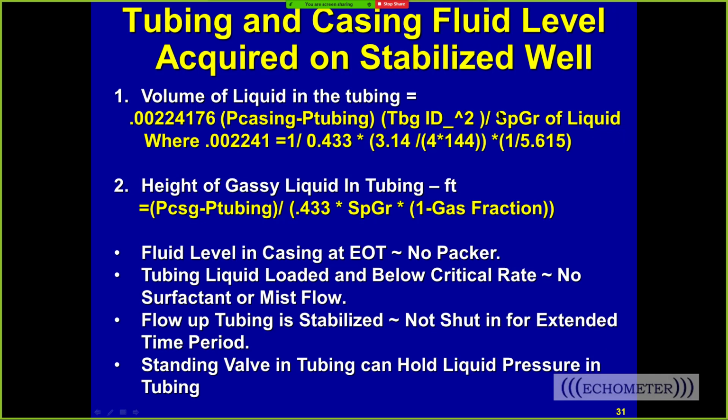You can calculate the height of the liquid based on the pressures, and you can calculate the volume, and you should see a liquid level in the casing at the end of the tubing if there's no packer. And on a liquid loaded well, and you're below critical rate, you should see a liquid level in the tubing, and you can use that equation to calculate it. But it's not going to work. These equations don't work if you're above critical rate, or you have surfactant. If the well's not been shut in for very long, you can shoot down the tubing and get a reasonable pressure. Remember, same valve can hold liquid in the tubing if it's present.